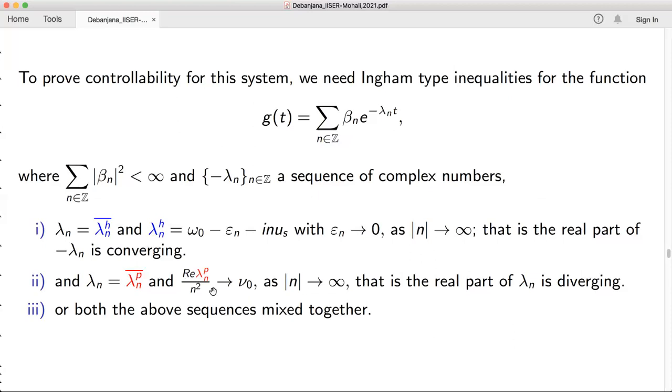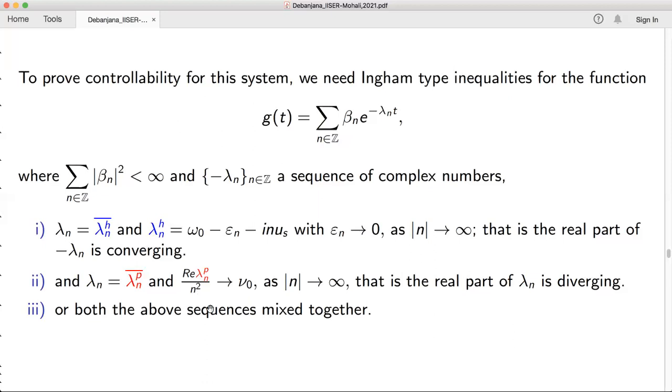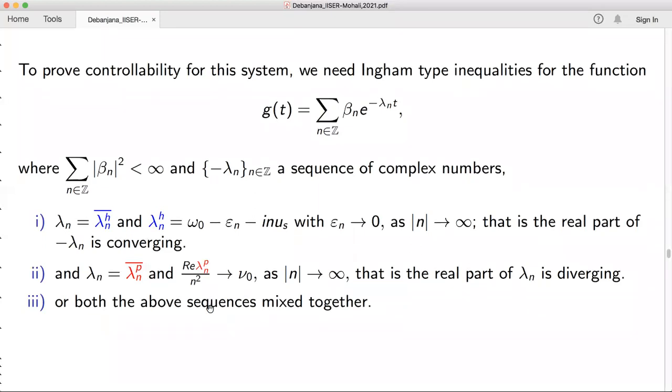Is their order like order n? Okay, so the real part will be dominating, and in some sense we will be able to use those theorems in particular. In our case, we will see that both types of exponents occur, but we don't have any mixed type of inequality. That was the problem.